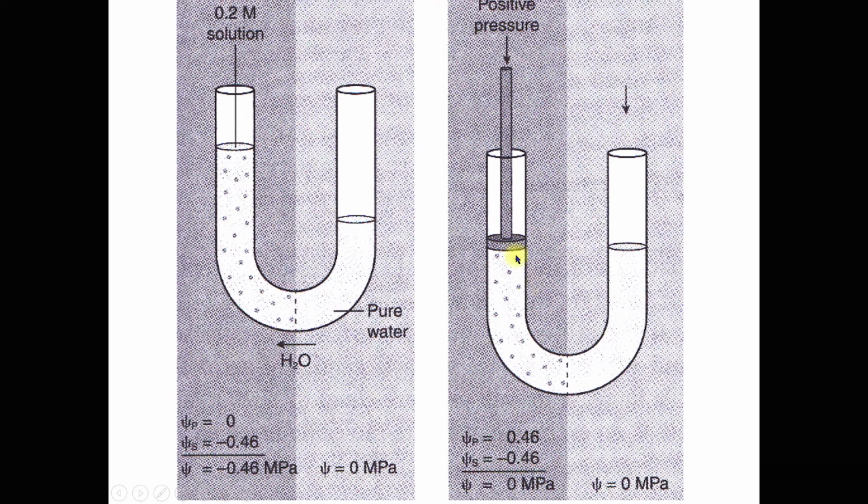So the water potential on the left arm and on the right arm are both the same, 0 megapascal. So there is no net movement of water, meaning the movement of water from left to right and right to left is equal.